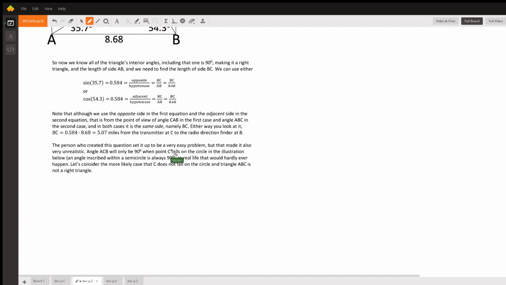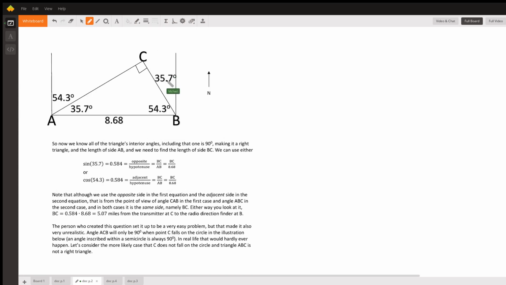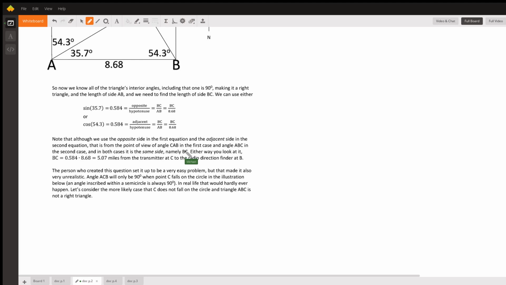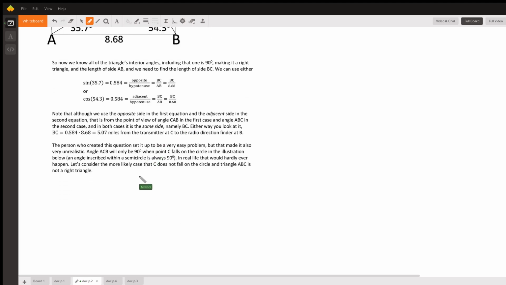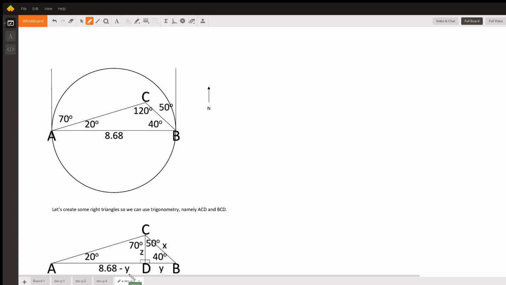Now, the person who created this question set it up to be a very easy problem, but that made it also very unrealistic. Angle ACB will only be 90 degrees when the point C falls on the circle in this illustration below. An angle inscribed within a semicircle is always 90 degrees. But how realistic is it that you'd always be looking for a point on this circle? Far more likely that it would be a point inside the circle or outside the circle. How could you figure out the distance between B and C then?